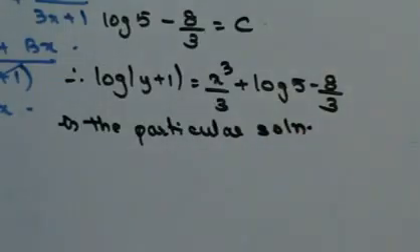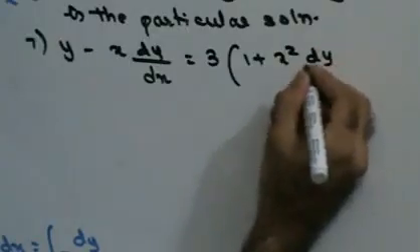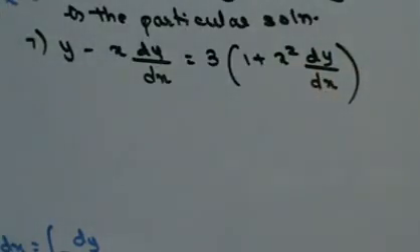Next, let's see another sum, guys. y minus x dy by dx is equal to 3 into (1 plus x square dy by dx). Find the particular solution. No, they haven't asked you to find the particular solution in this sum. Right? Let's see how we solve this sum.